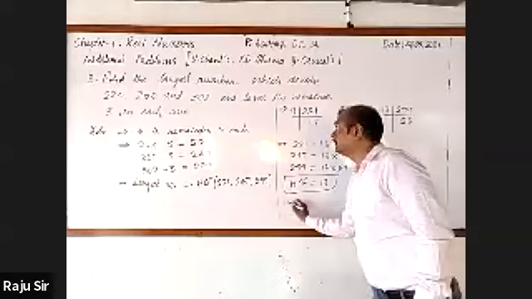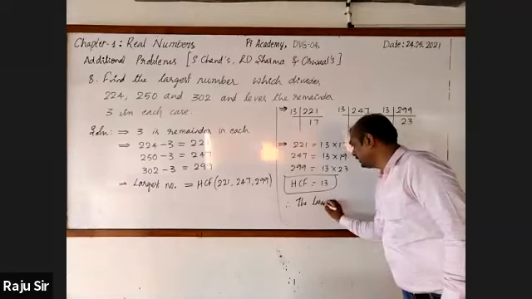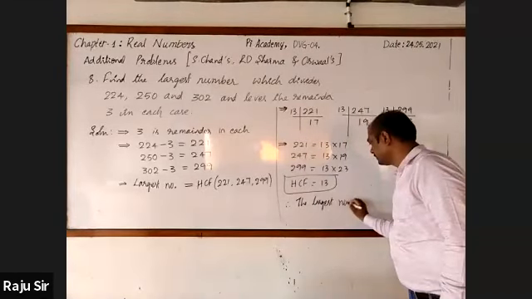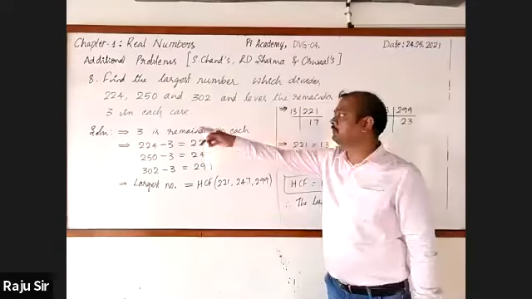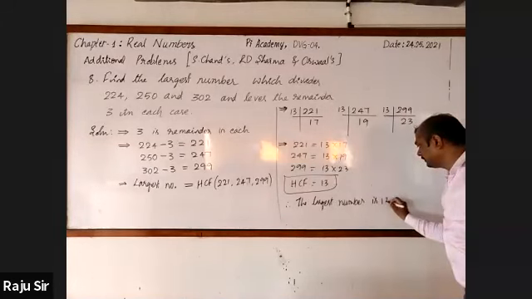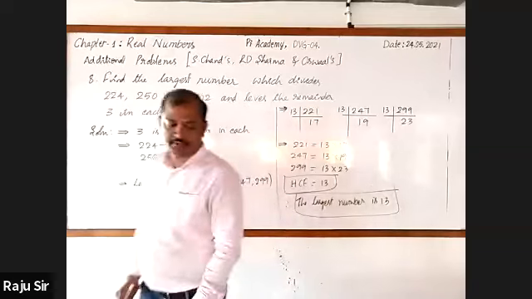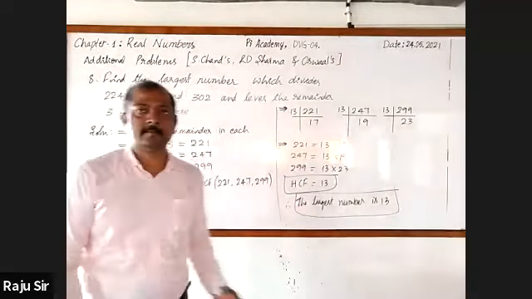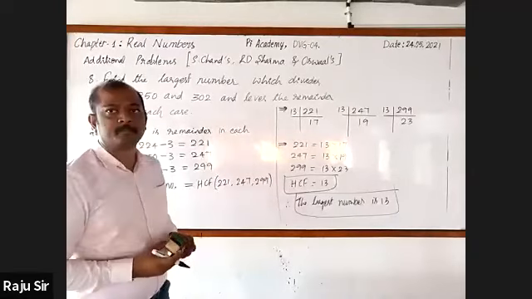So, conclusion. Therefore, the largest number that divides the given numbers, leaving the remainder 3, is 13. Written up? Yes, sir. Okay.